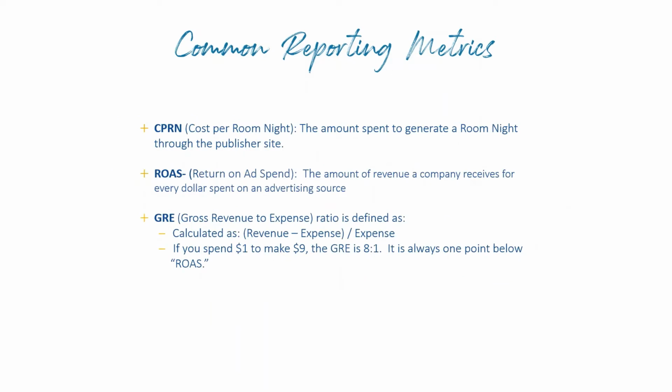So CPRN, that's cost per room night. That's the amount spent to generate a room night through the publisher site. ROAS, return on ad spend, the amount of revenue a company receives for every dollar spent on advertising. And then GRE is the gross revenue to expense. So that ratio is defined as the revenue minus your expense divided by the expense. So if you've spent $1 to make $9, that GRE is going to be 8-to-1. It's always 1 point below the return on ad spend.